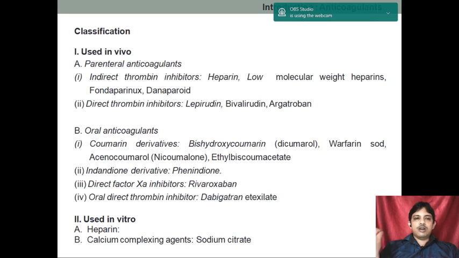These are the anticoagulants. So, in the next video, we are going to see mainly heparin and warfarin, what their mechanism of action is, what their uses are, and all those things we are going to discuss.